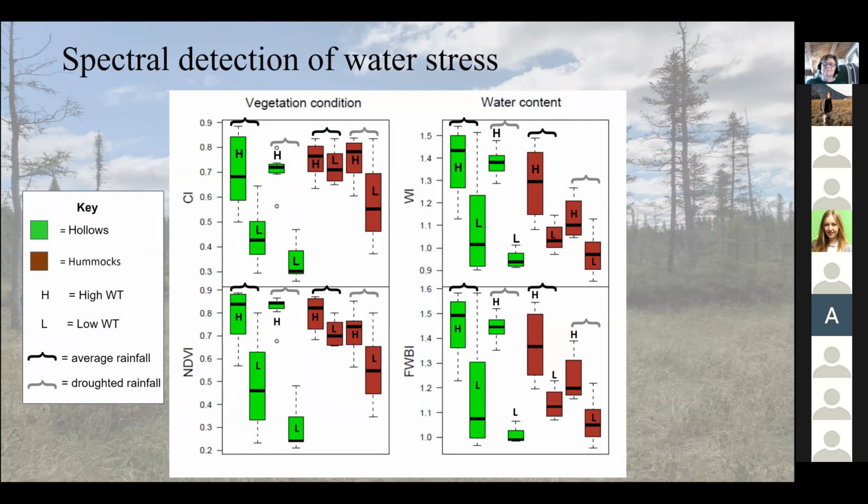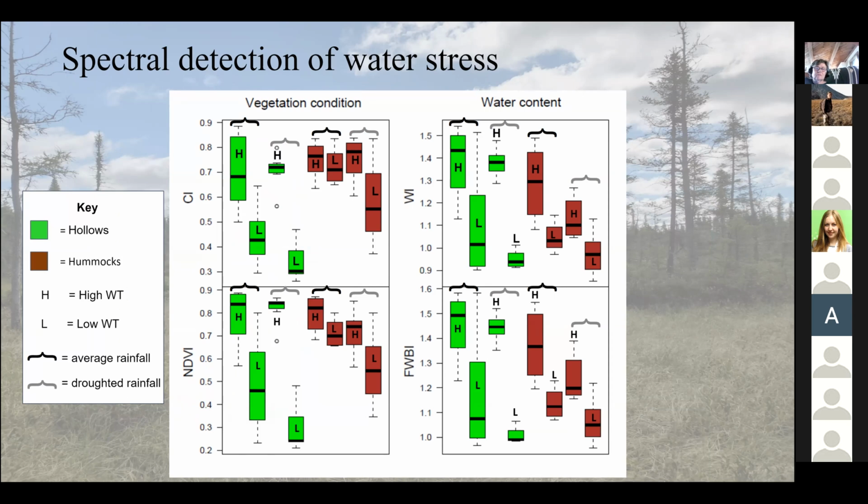This figure is comparing spectral indices by treatment, so sphagnum type, water table, and rainfall treatment. And as you can see, the high water table average rainfall treatments, along with all high water table treatments, had the highest indices, meaning they were wetter and greener than samples with low water table treatments.